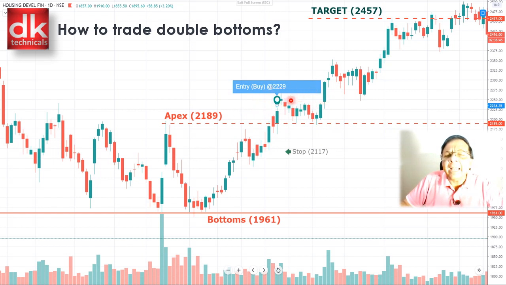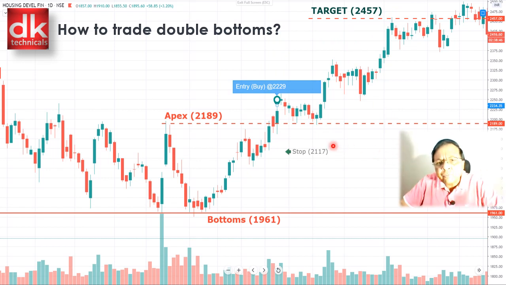And we put a buy stop order above the high of the breakout candle, and you can see the order got triggered. Then our target: we measure the height, where the bottom is 1961 and the apex is 2189. So we calculate this height, 2189 minus 1961, and then we project the target upward from the neckline. So the target is coming at 2457. So it is a fairly good risk reward.